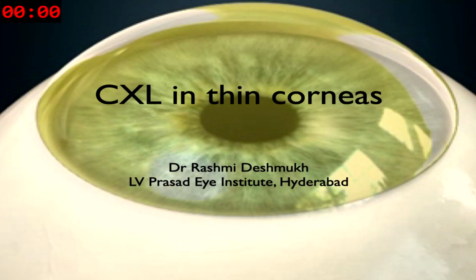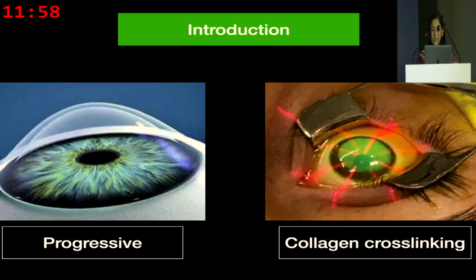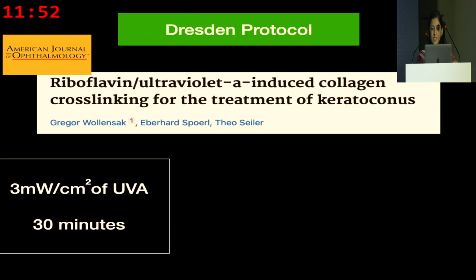Good morning, everyone. Thank you, sir. So today I'm going to be talking about cross-linking in thin corneas and what are the current concepts. So we all know that keratoconus is a progressive ectasia and collagen cross-linking is one of the only known modalities to halt progression at the moment.